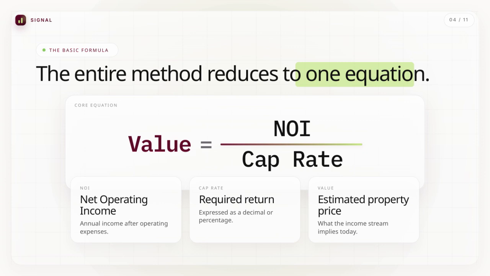Then, the cap rate represents the required return, usually expressed as a decimal or a percentage, that investors expect from the property. By dividing the NOI by the cap rate, we estimate the property's value, essentially what the income stream is worth in today's market. This formula is fundamental because it connects income generation directly to property valuation in a straightforward way.